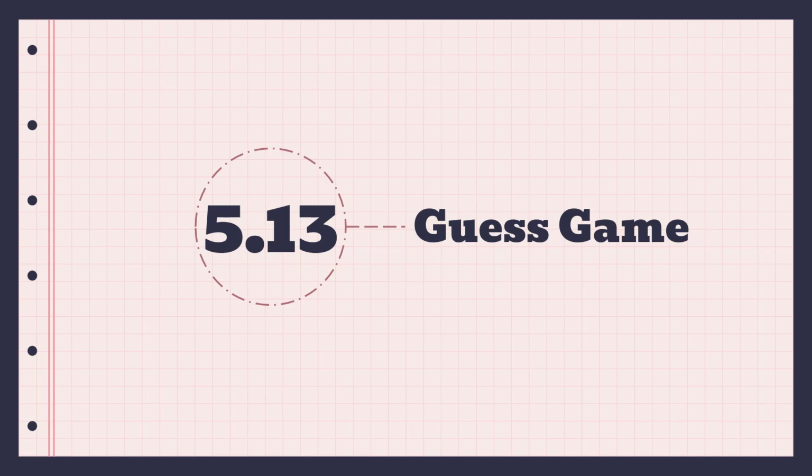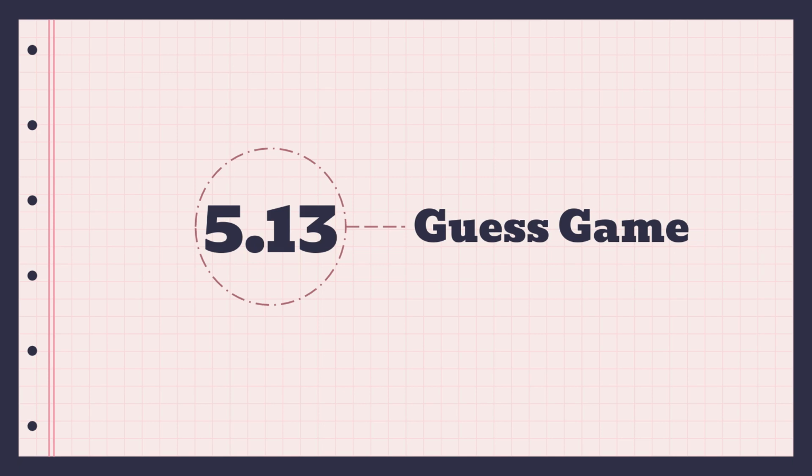So this is video number 14 in our introduction to programming with Python series. In this series, you're going to be learning just the basics of programming with Python. In the last video, we looked at how you can use different loops in Python. So we looked at for loops and while loops.